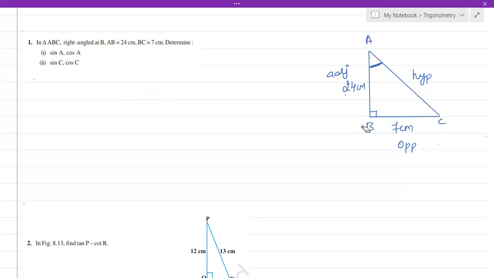So throughout this chapter, any two sides will be given. The third side won't be given. We have to find the third side using the Pythagoras theorem. That's what we are going to do now.